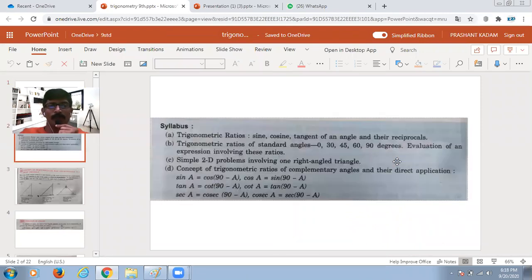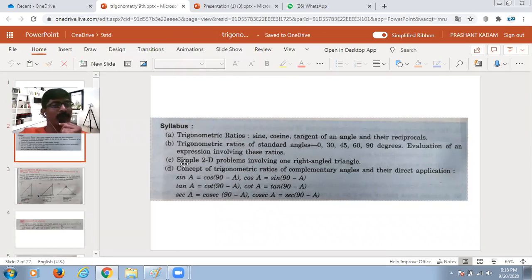Okay, so this is what I already taught you, like what the syllabus is. So we're going to learn sine, cos, tan, cot, sec, cosec. Then in the second chapter we're going to learn the standard angle table, like 0 degree, 30 degree, 45 degree, 60 degree, 90 degree.